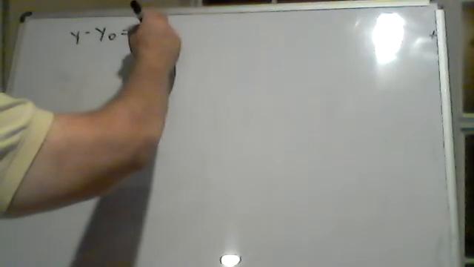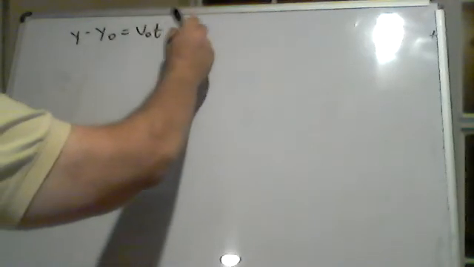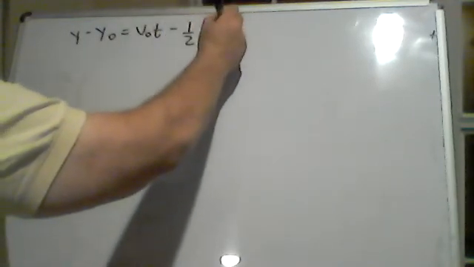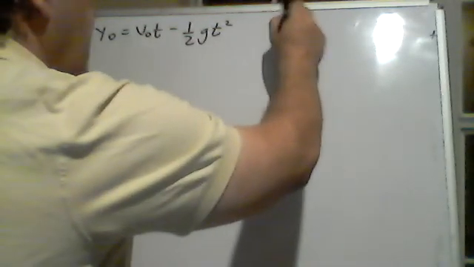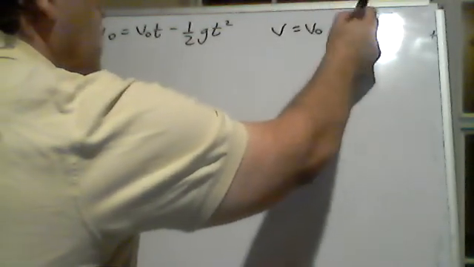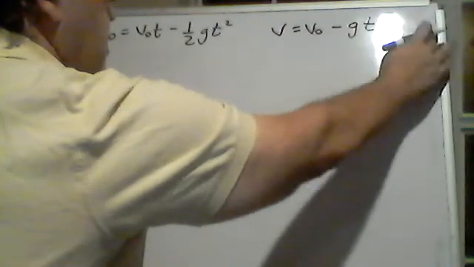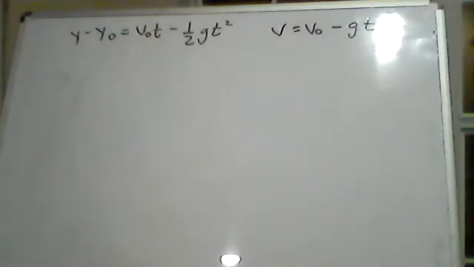And so what equations am I going to use? I'm going to use y minus y naught equals v naught t minus 1/2 g t squared to predict my y as a function of time. And to predict my velocity, I'm going to use v equals v naught minus g t. Those are the equations I'm going to use in time to predict what's happening.